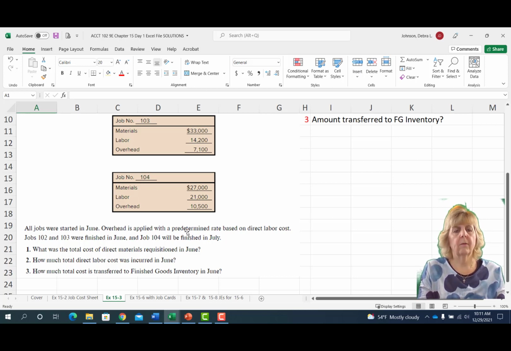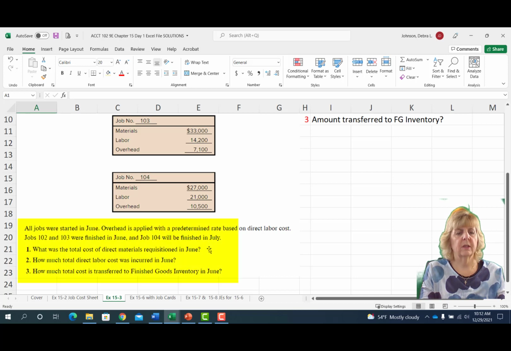They tell us that overhead is applied with a predetermined rate based upon direct labor cost. We'll have to look at the job cards and see if you can determine what that rate is. And they tell us that jobs 102 and 103 were finished in June, but job 104 was not yet completed. It will be completed next month. So take a moment to jot that information down, and we are asked to compute 3 things.